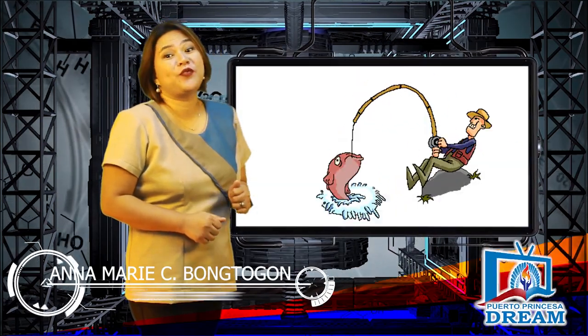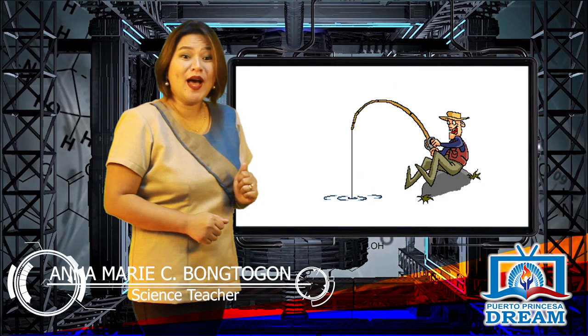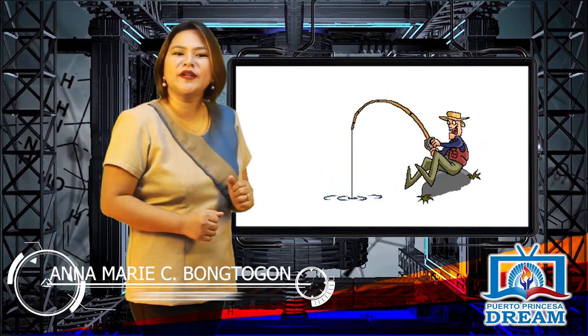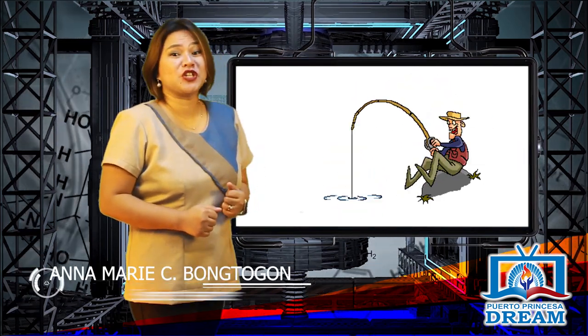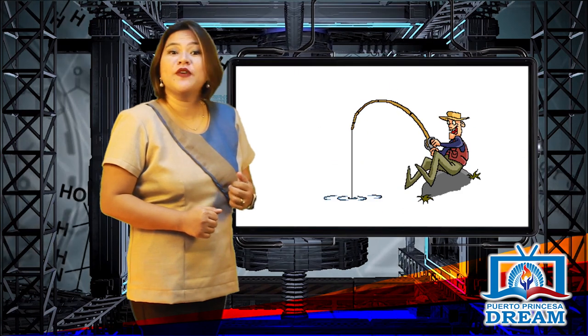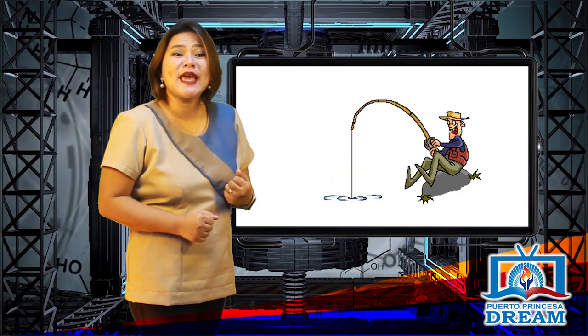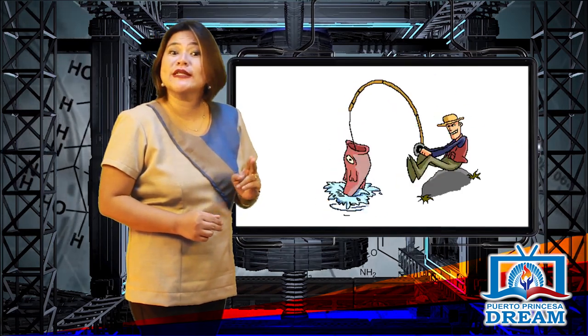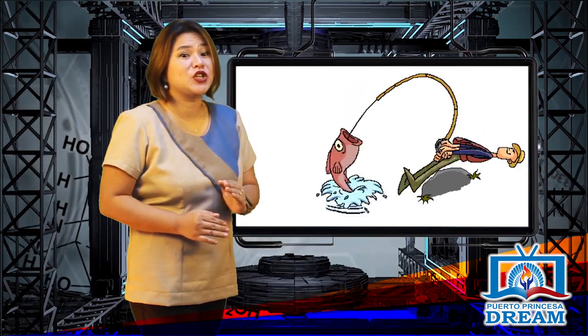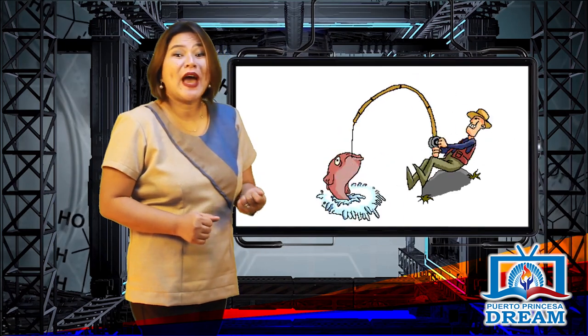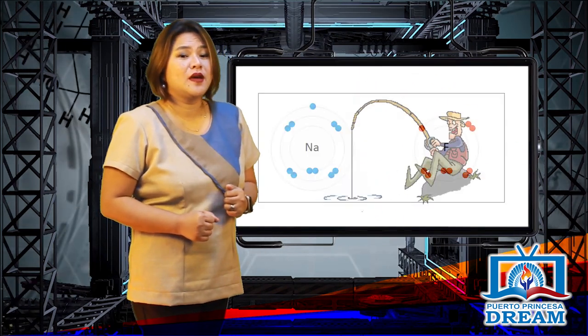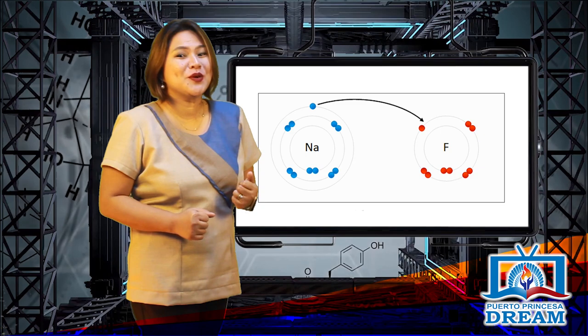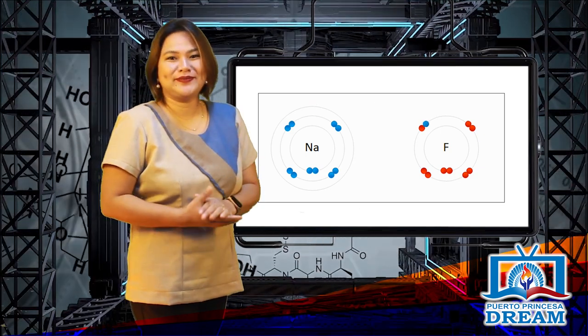When you want to catch a fish using a hook and a line, you would need extra energy to pull and catch the fish. At the same time, the fish must exert the same amount of energy not to be captured. If your energy is higher than that of the fish, then you would likely catch it rather than lose it. Bonding in elements also works the same way.